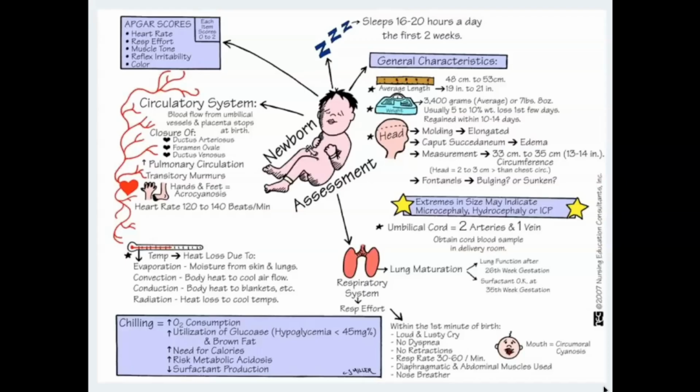Newborns are weighed immediately at birth, as well as every day that they're in the hospital. And they typically do it on the night shift, so they'll weigh them every night to monitor their weight loss.